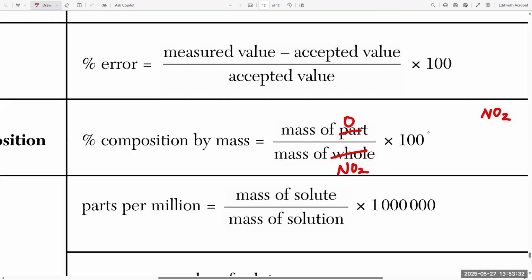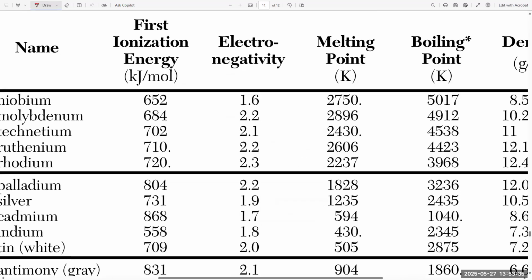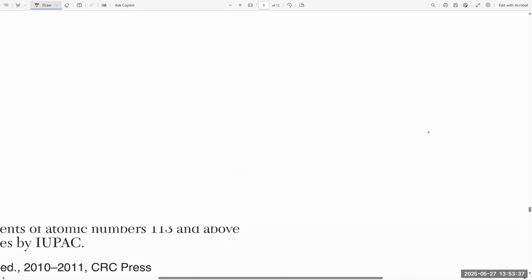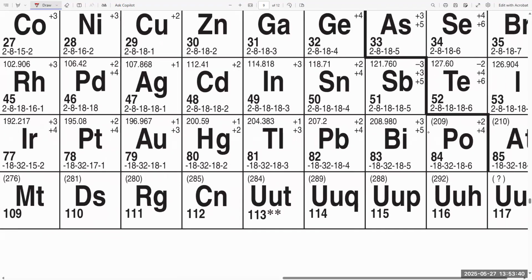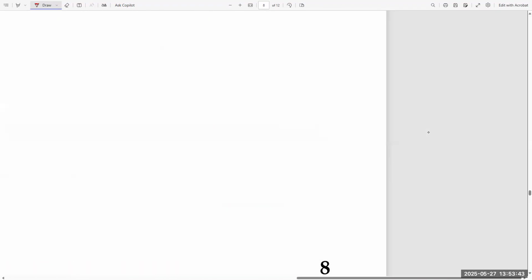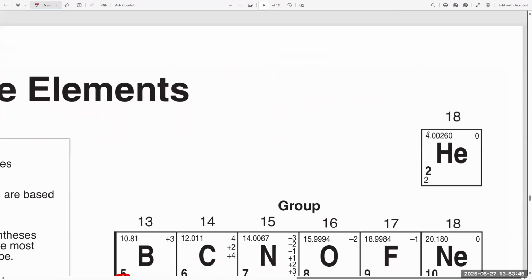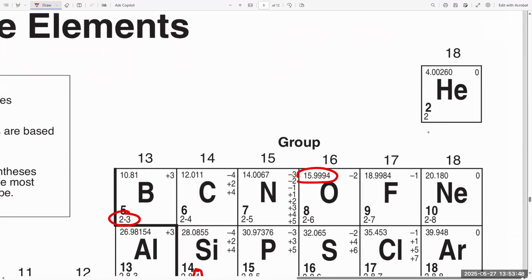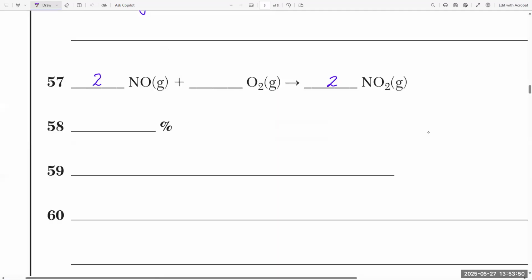Oxygen is 15.9994, right? Remember? Oxygen is 15.9994, right? So I'm going to write that down. So in order to calculate this, it's going to be 15.9994, the oxygen, all over NO2. So I'll write that down here. Times 100. Don't forget the 100.